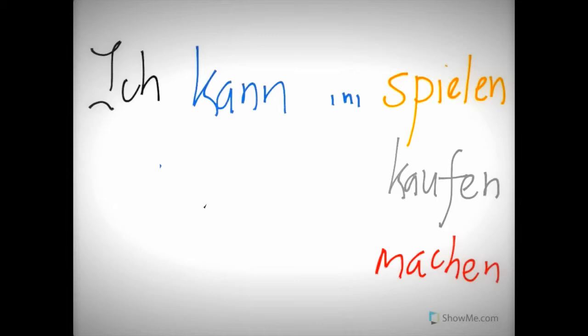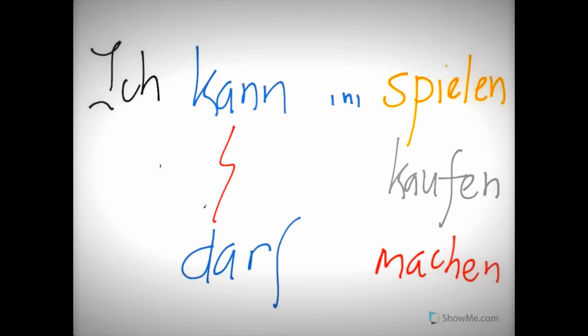Glowing praise. Ich kann. I can in the sense of ability. Okay, I am able to. So you've got ich kann spielen, I can play. Ich kann Fußball spielen, I can play football. Ich kann CDs kaufen, I can buy CDs and so on.